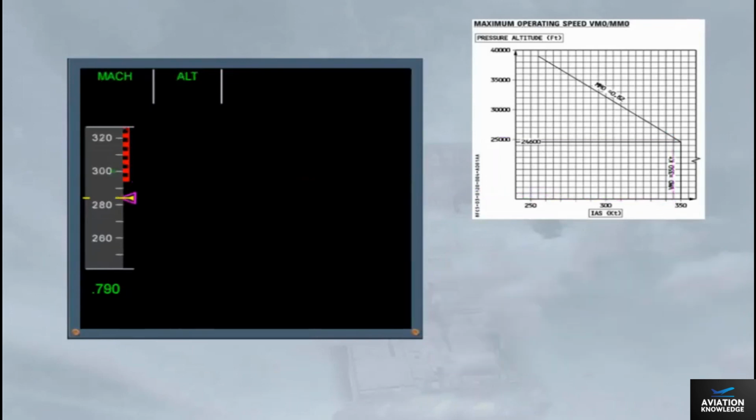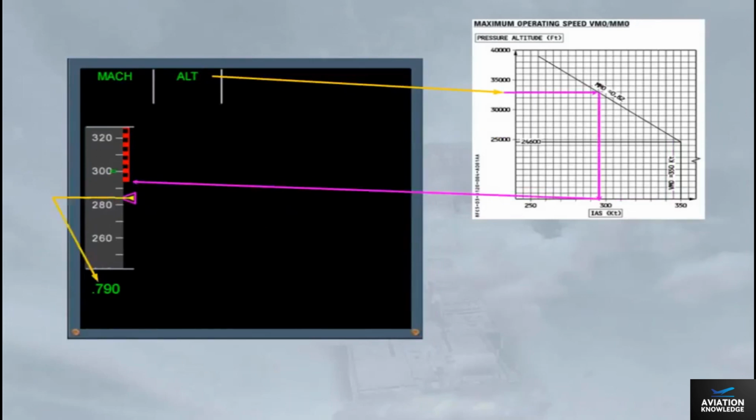In the example shown, when the selected altitude of 33,000 feet is reached, the related Vmax and the current speed target, relating to the Mach target, are as shown.